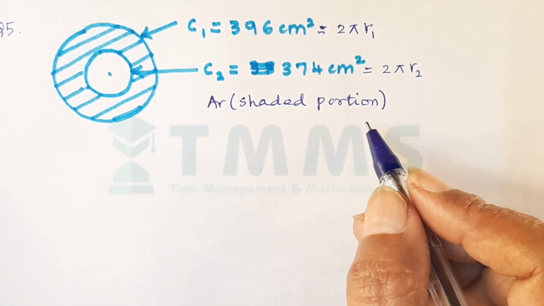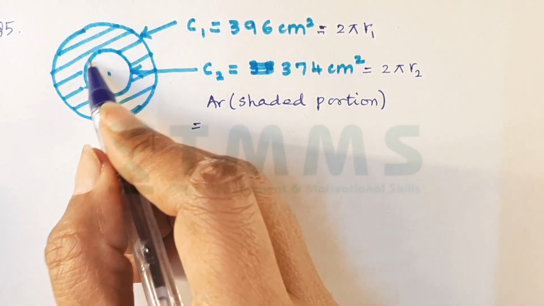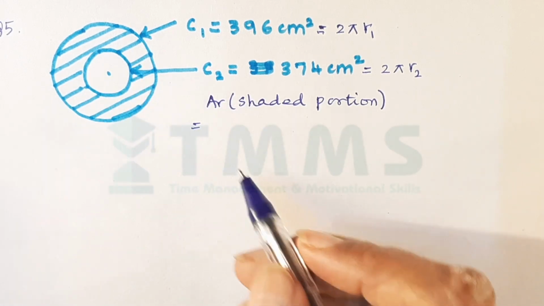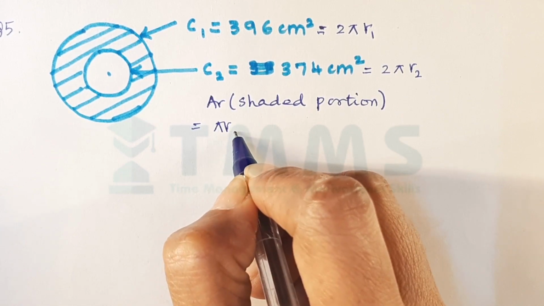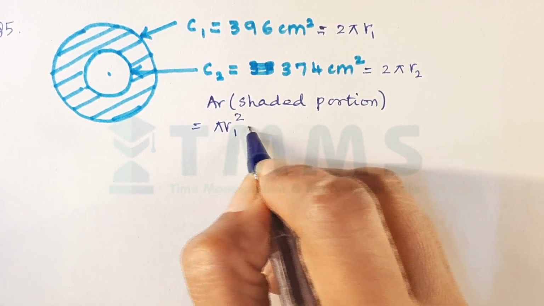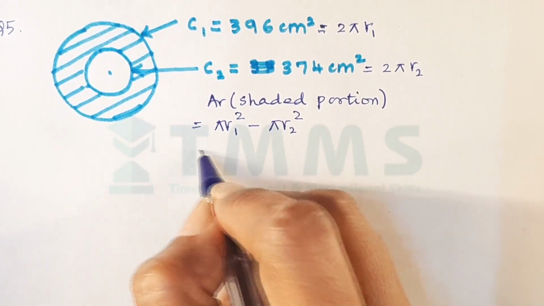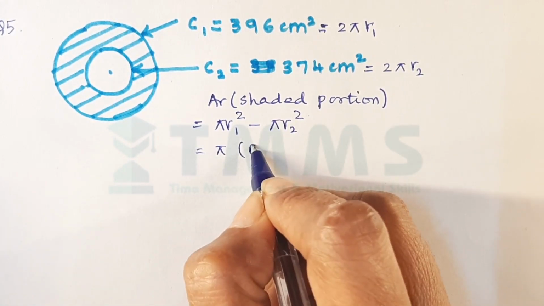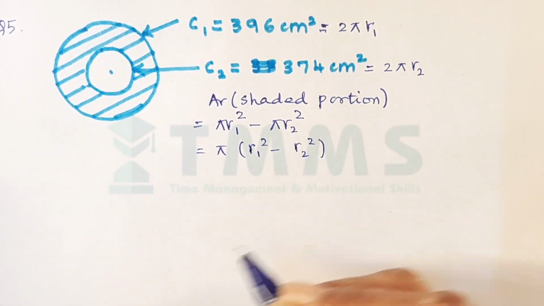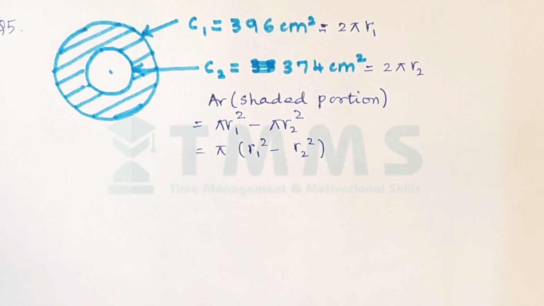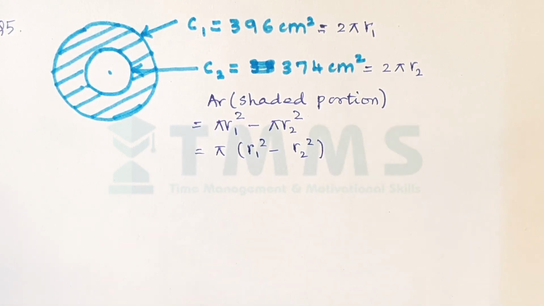What is our area of shaded portion? It is the outer area minus the inner area. What is our formula for area? Isn't it pi r square? So we'll call that pi r1 square minus pi r2 square, which means it is pi into bracket r1 square minus r2 square. You're with me so far? Okay, so now let us see how we proceed from here.